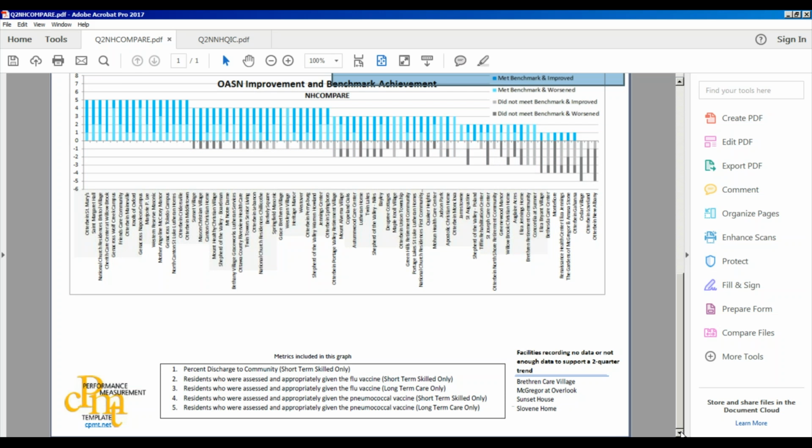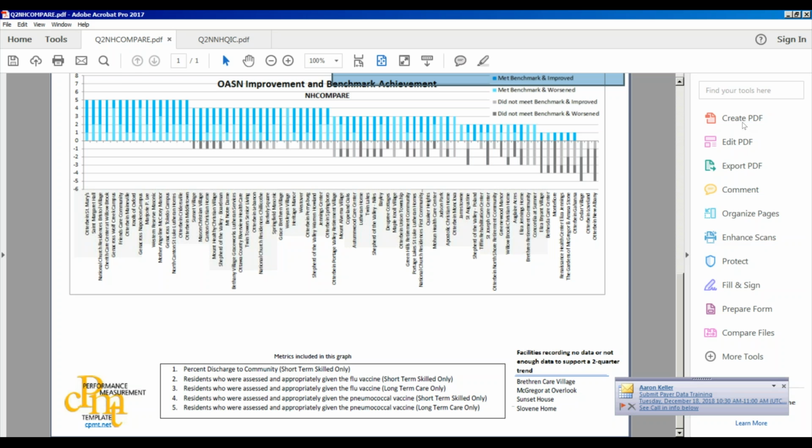And what we decided to do a while back was to take a look at that grouping of metrics and ask ourselves 2 questions. Number one, is your organization meeting the benchmark that has been set by the network? And then number 2, based on last quarter, has that metric improved or worsened over time?